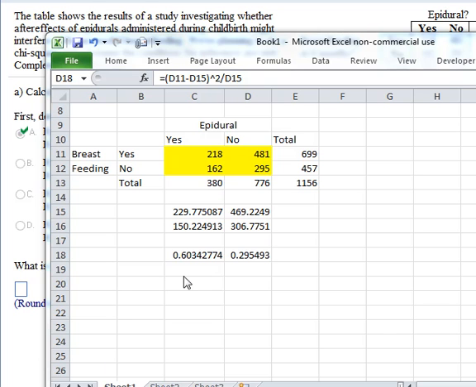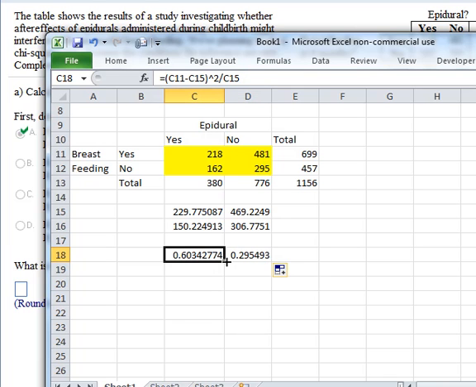Okay, now we are continuing. In these cells, what we were doing is getting our corresponding chi-squared components. Like this is the yes, yes component, it's the 0.60. And then the no, yes component is the 0.295. And remember, it's the observed value, 481, minus the expected value, 469. Then you square it and you divide by the expected.